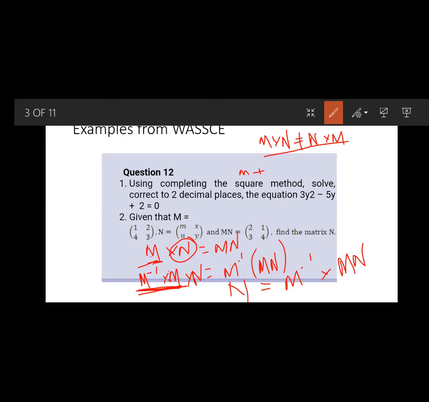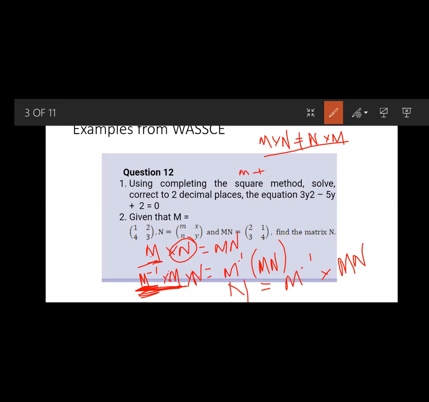So what you just do is that since you are looking for n, make n the subject of the formula. If you want to make n the subject of the formula, you can't just divide both sides by m. Like I said earlier, you can't just divide both sides by m. You will multiply by the inverse. So when you multiply by the inverse of m, you multiply at the side where you have what? M. We are having m on this side.